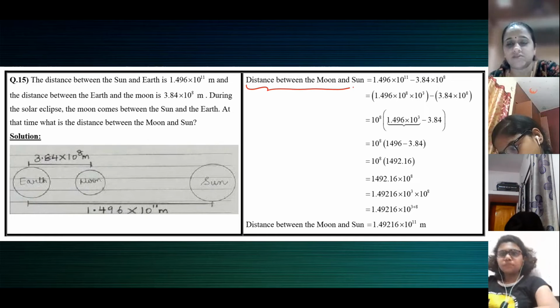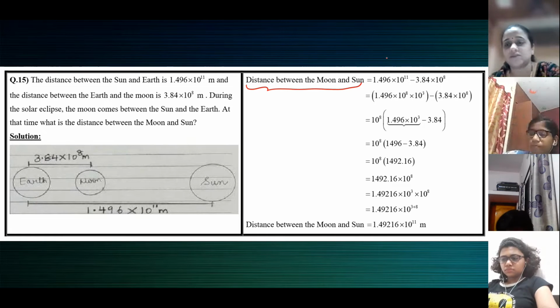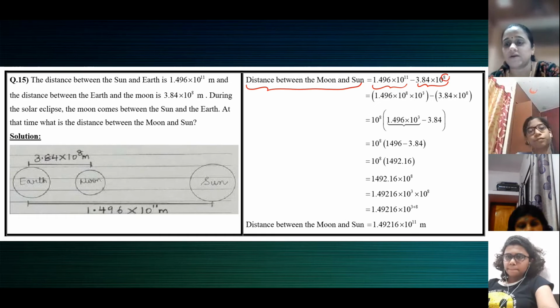Distance between the Moon and the Sun, or Sun and the Moon, is 1.496 into 10 to the power 11 minus 3.84 into 10 to the power 8. Now we know how to find the difference, children. Please look at the screen. So we have 10 raised to the power 8.